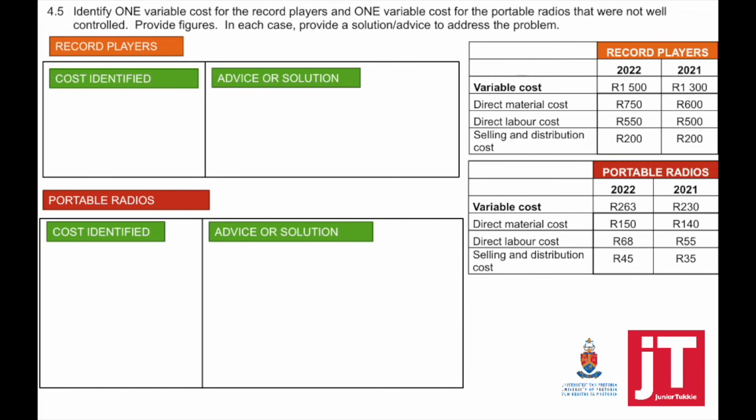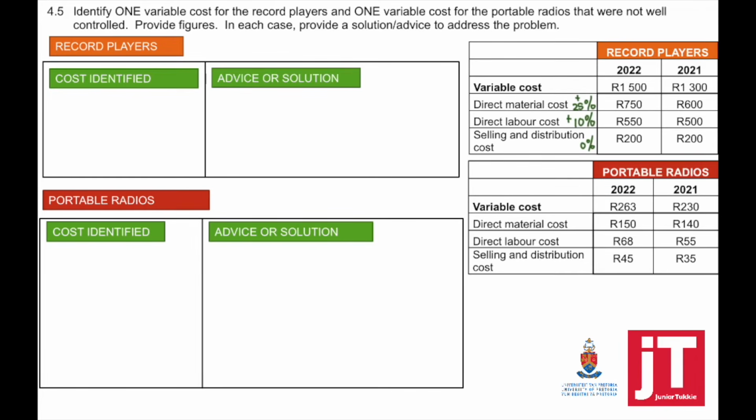Identify one variable cost for the record players and one variable cost for the portable radios that were not well controlled. Provide figures. In each case, provide a solution or advice to the problem. So to approach this, remember now, that is normal for costs to increase from one year to another, especially because of inflation. So we need to go and look, but which cost percentage-wise increase by a lot.